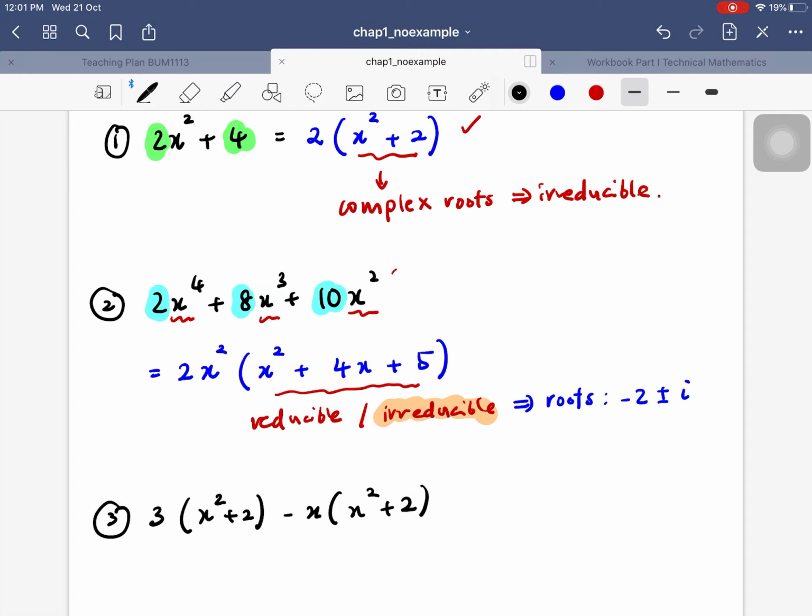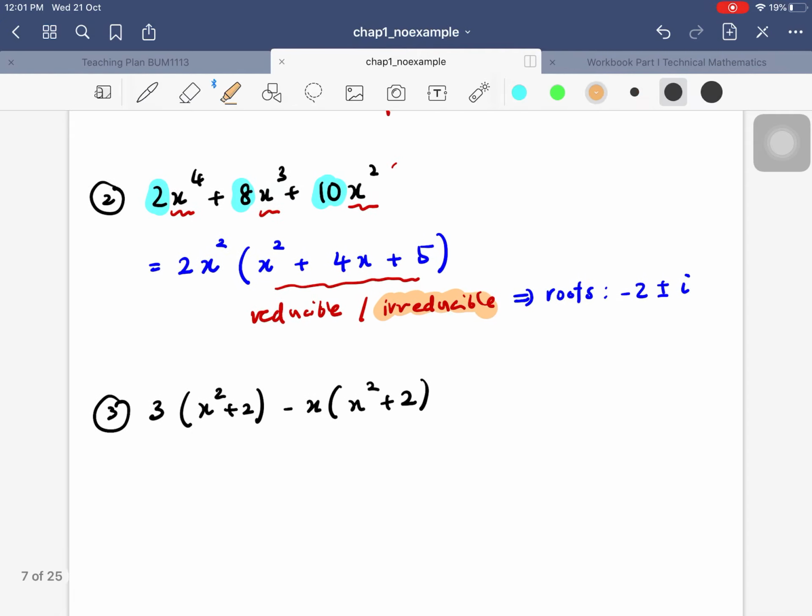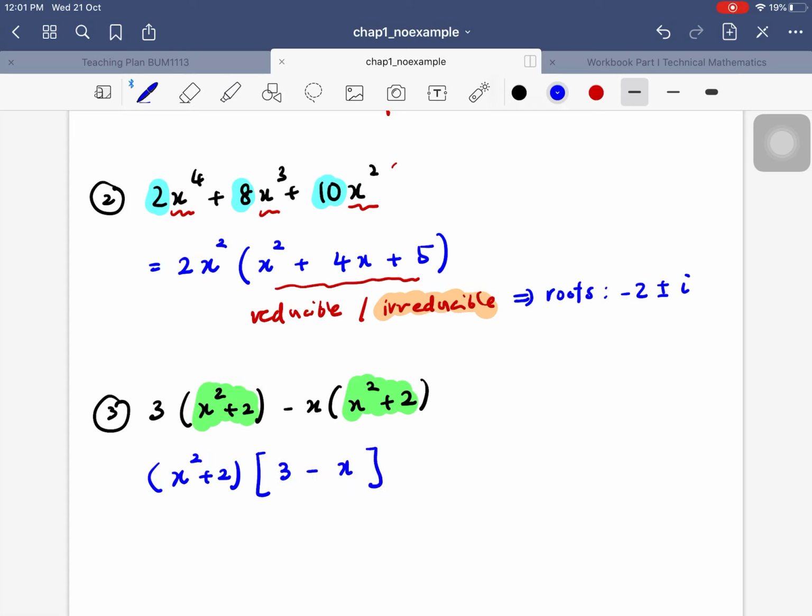It's going to be the same idea for this one as well. What we have to do is look at what's common between these two. I noticed that both of the terms consist of x squared plus 2. So that is going to be my factorization. I'm going to factor out x squared plus 2, for which the first term I'll end up with a 3, and the second term I'm going to end up with an x.